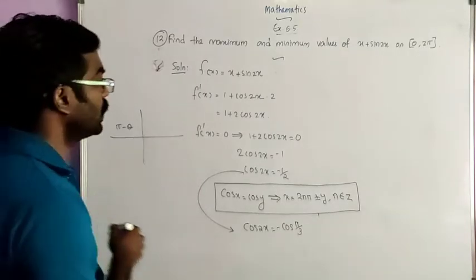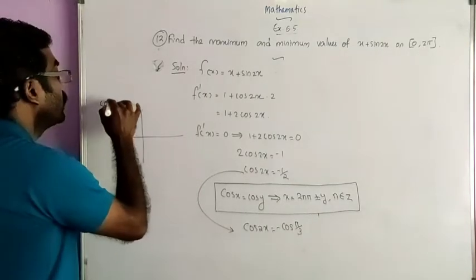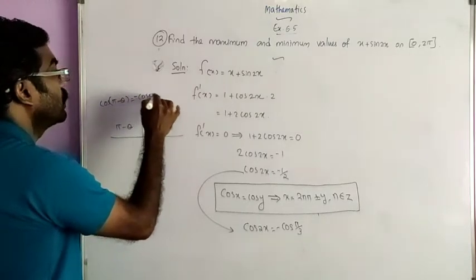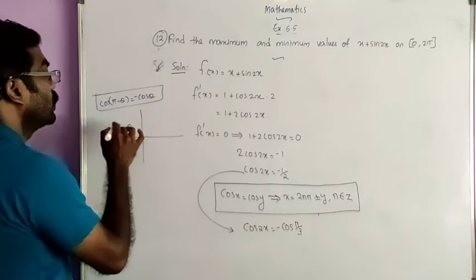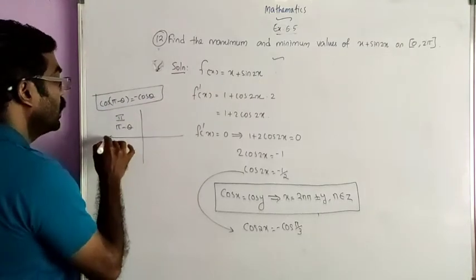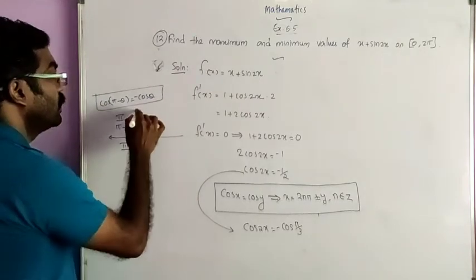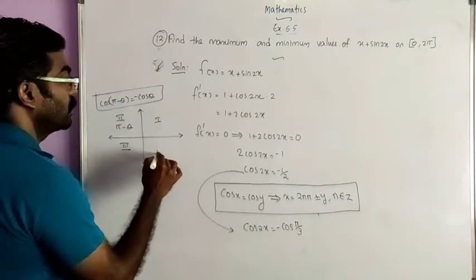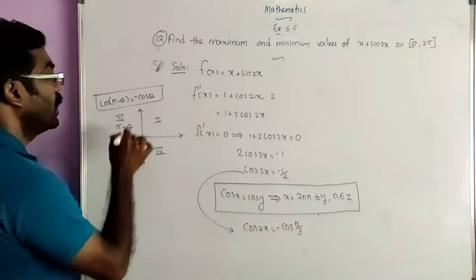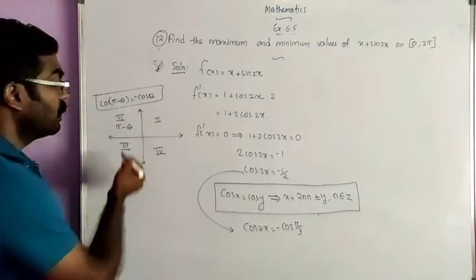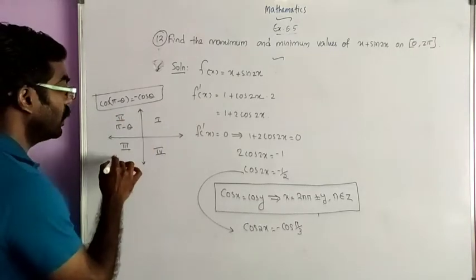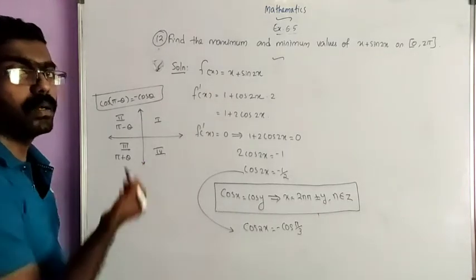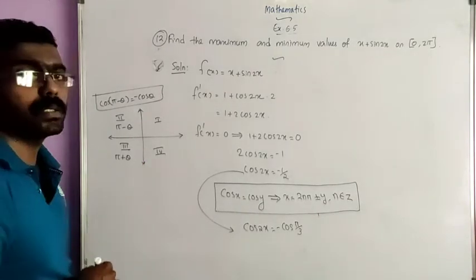Okay, cos pi minus theta is what? Cos pi minus theta will be equal to minus cos theta. So in the second quadrant and third quadrant, cos theta is negative. Here I am going to find the value in the second quadrant. To get the value in the third quadrant, we can use the formula pi plus theta. Cos pi plus theta is also minus cos theta.